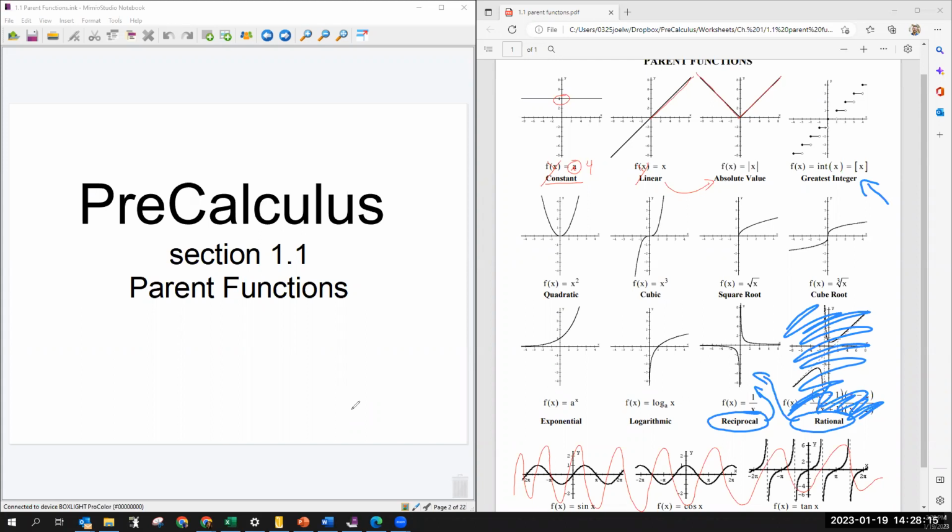Quadratic, hopefully you spend a lot of time in algebra 2 talking about quadratics. This shape right here is a parabola. Cubic is a lot like a parabola. The only difference is for the parabola, they all get positive values, because when I square a negative number, it becomes positive. But when I cube a negative number, it stays negative. So that's why it's kind of like a parabola, but that second half of the parabola's been flipped down.